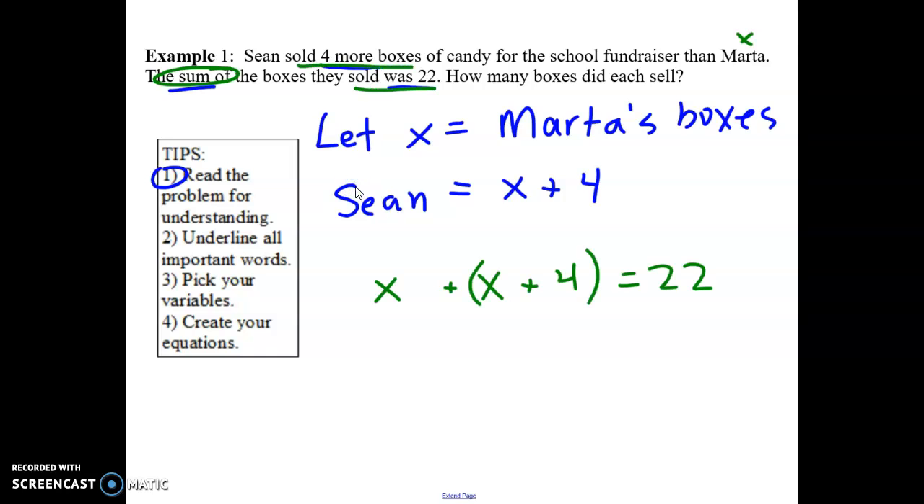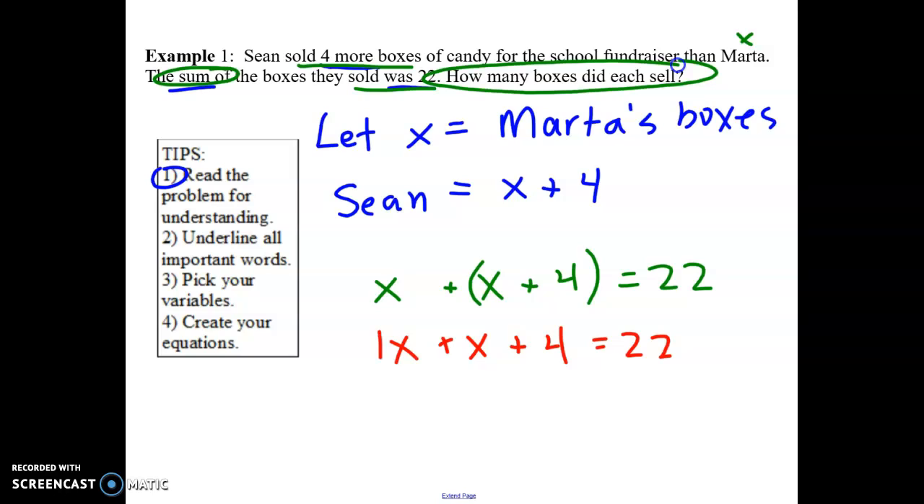Alright, so once we put Marta's boxes with Sean's boxes and then we put equal 22 because together they sold 22 boxes. So that would be our equation. But now we want to know how many boxes they each sold. So now we need to solve the equation. So really what I have here is x plus x plus 4 equals 22. So to solve this, I see I have 1x here and 1x here. So when I add them together, how many x's do we have? 2. So I have 2x plus 4 equals 22.